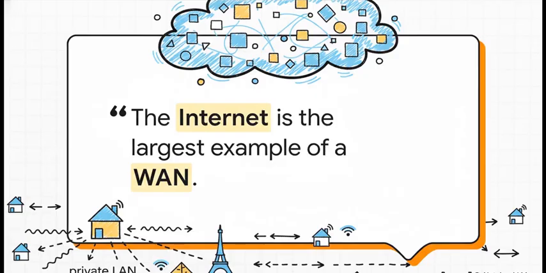And there it is. Yep, the internet. It's not some magic cloud floating in the sky. It's just the biggest WAN there is, a massive, sprawling network of networks that links billions of private LANs, just like yours, from all corners of the globe. It's literally what you're using to hear my voice right now.